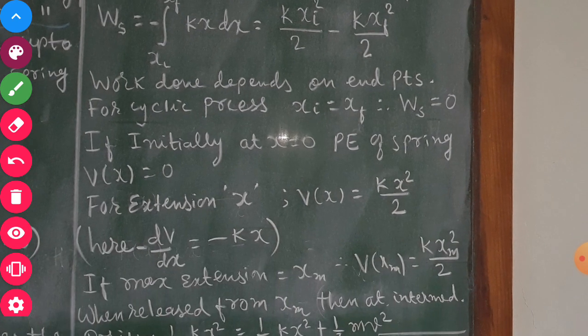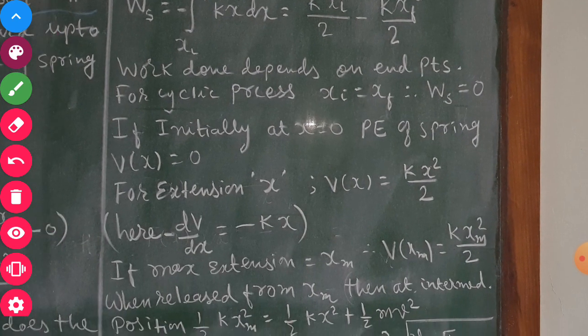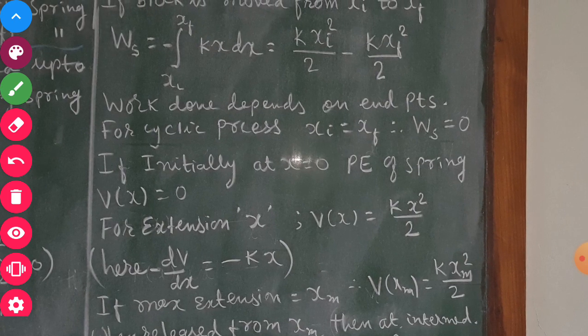Okay, now this work done is again depending on the final point and the initial point, xi and xf. It depends on initial point and final point, not on the path. So again this spring force is a conservative force. Okay. Now if you take x is equal to 0, then potential energy of the spring is 0. If you take x is equal to 0 initially, no compression, no extension, then it is in a normal position, then its potential energy is 0. Okay, that is Vx is equal to 0.